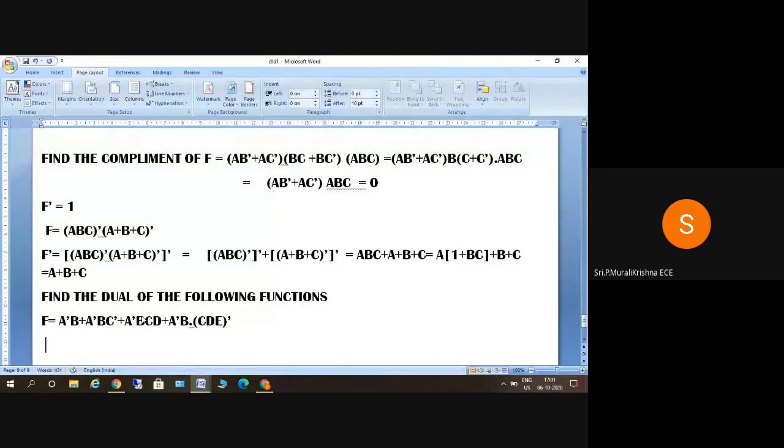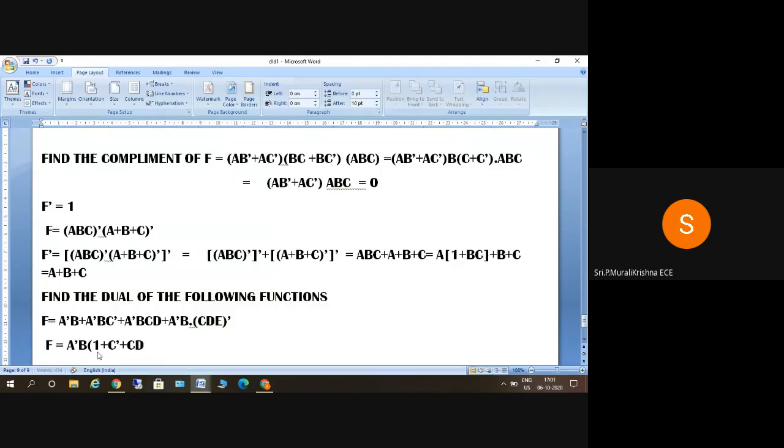Simplifying this first, then we can find the dual. So f is equal to... for every expression here, A bar B is common. So I'll take A bar B as common, A bar B into 1 plus C bar plus CD plus CD whole bar.